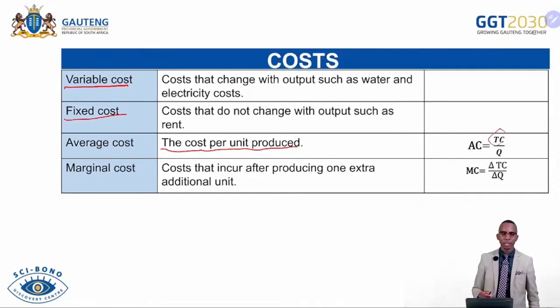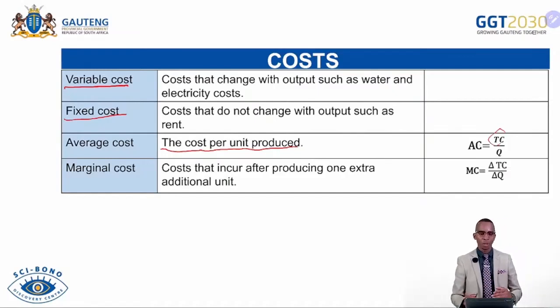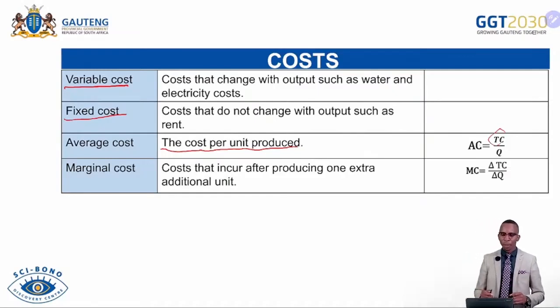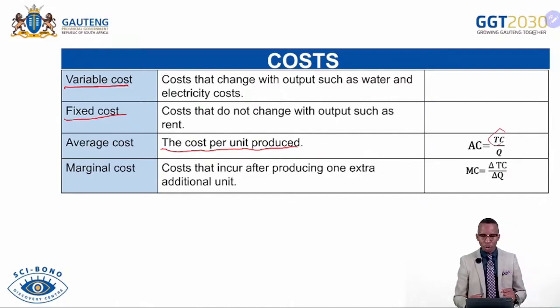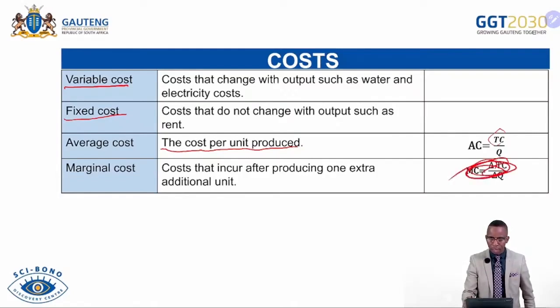The marginal cost. In this case, we refer to the cost incurred after producing an extra additional unit. Maybe you have produced 5 units and then you add number 6. Then you can calculate the marginal cost, because to calculate the marginal cost, we say the change in the cost over the change in the quantity. So an extra additional unit that has been produced will give us what we call the marginal cost.